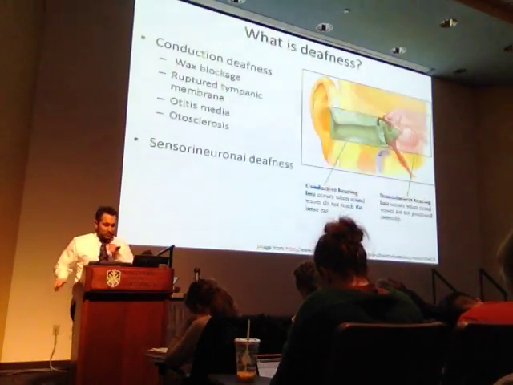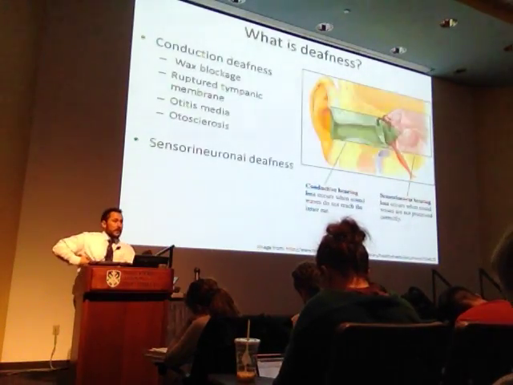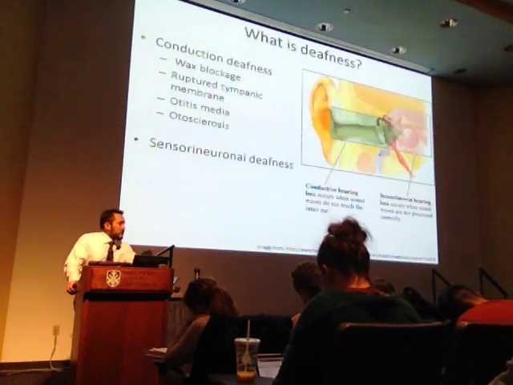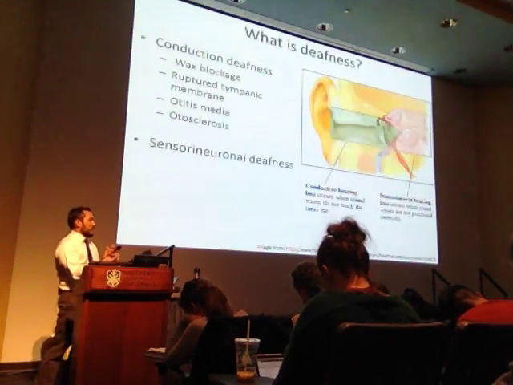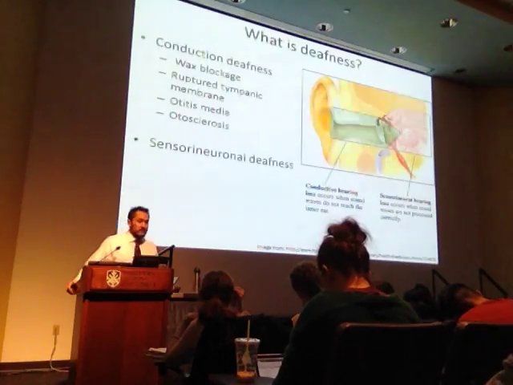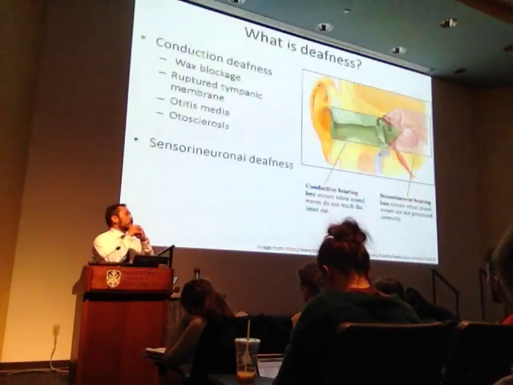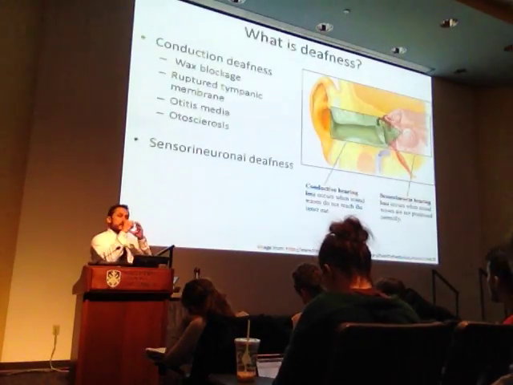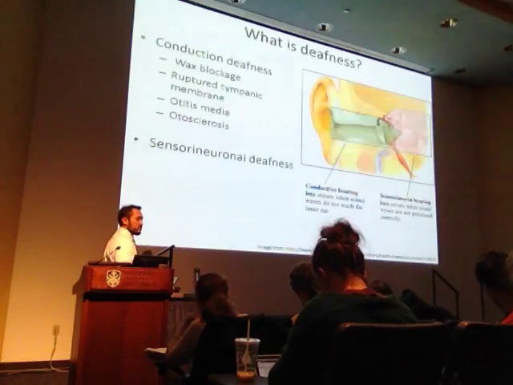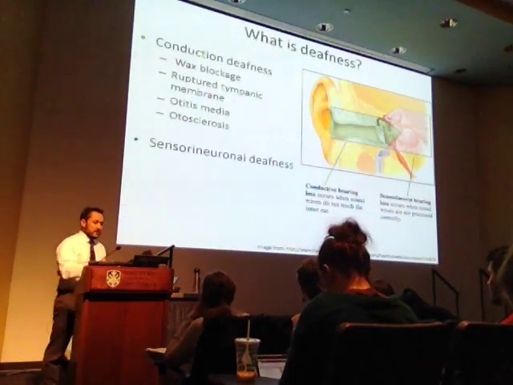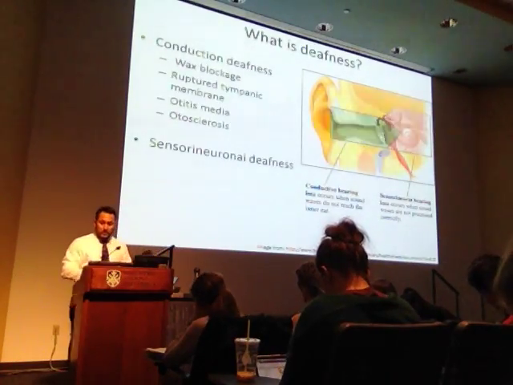Conduction deafness would be things like overproduction of wax in the ear canal, or a blockage. A ruptured eardrum, or tympanic membrane, is another example. Otitis media is where you get fluid building up within the middle ear. Otosclerosis is where you get hardening of the ear bones. The stapes, the incus, and what's the third one? Malleus, thank you. The stapes, the incus, and the malleus sort of fuse. That would be otosclerosis, where those bones fuse together.